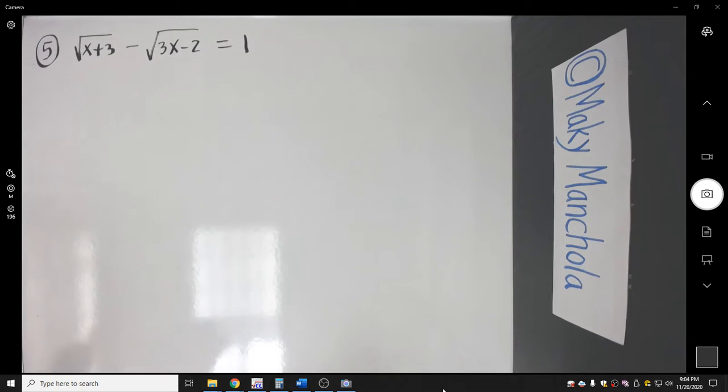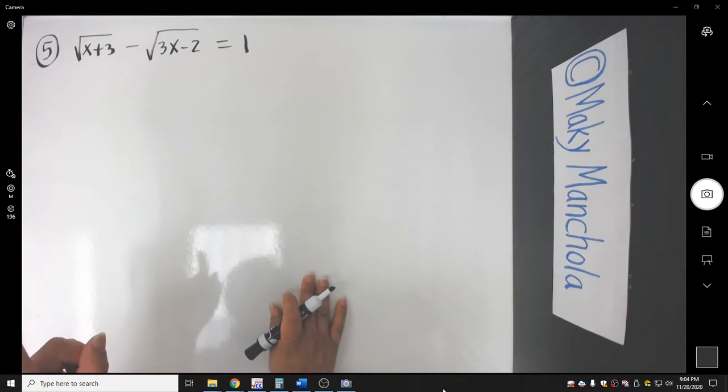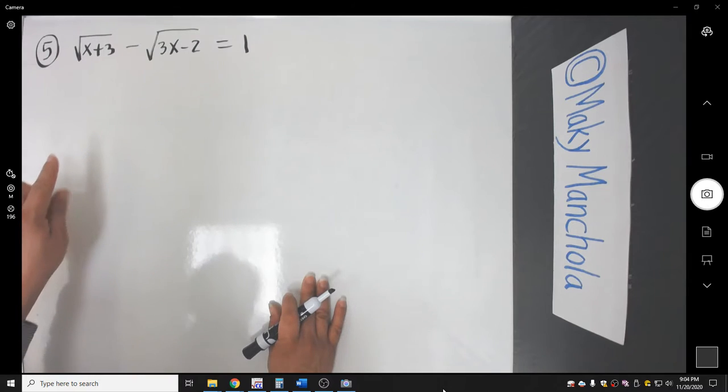So our first step, we want to get rid of all radicals in this equation. So here's how we do it. We're going to isolate one radical at a time, raise both sides to a suitable power to get rid of the radical, and then if we see radicals, repeat the process. Now, let me do it right now.